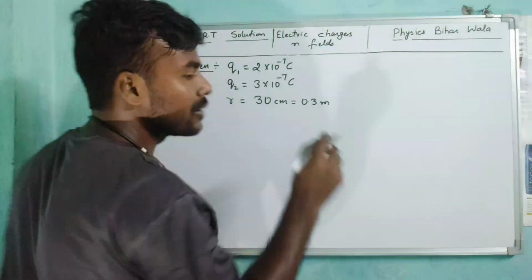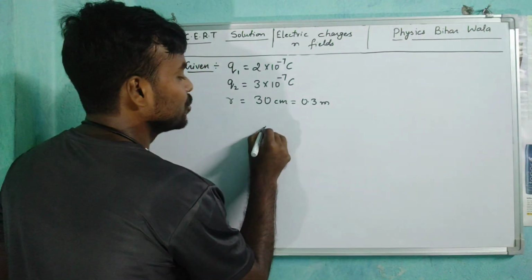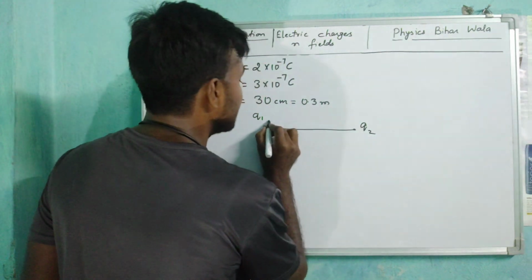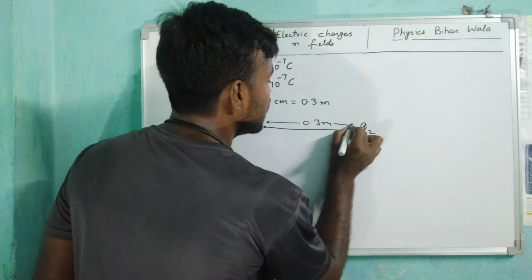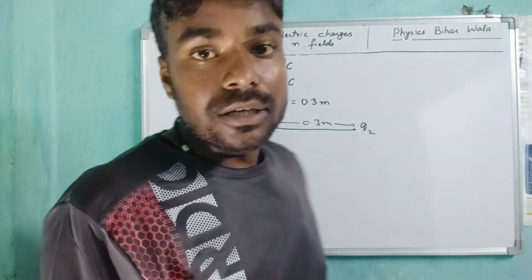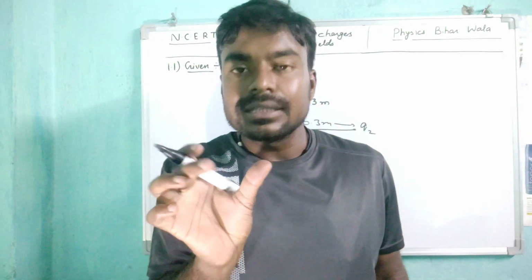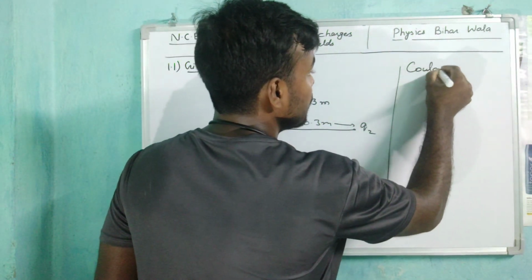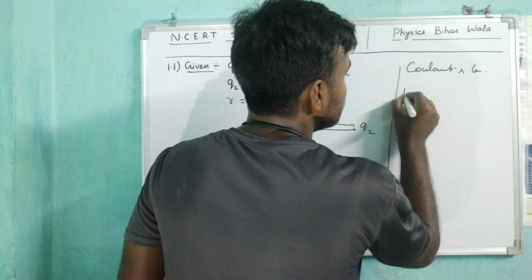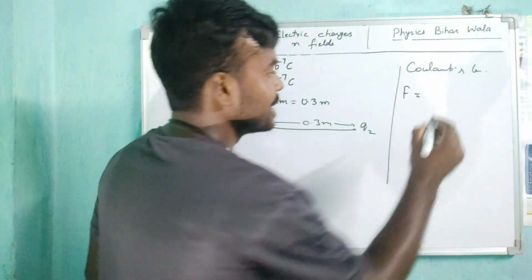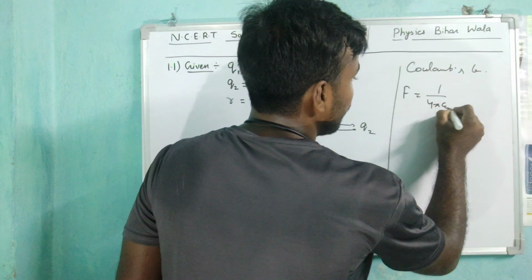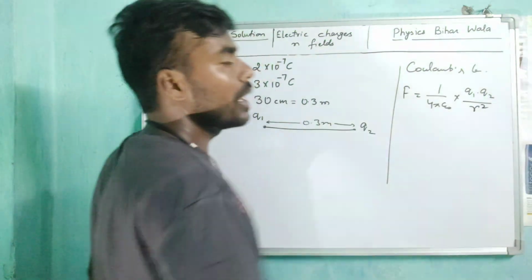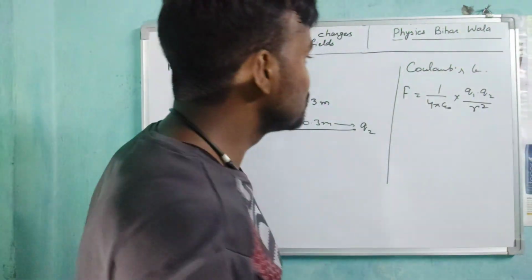First of all I would like to draw the actual diagram. Q1 is this, and these two charged particles are separated by a small distance, that is 0.3 meter. The actual question is how much force is exerted between them. We have already studied Coulomb's law. The force between two charged particles is 1 by 4 pi epsilon naught into Q1 into Q2 divided by the square of the separation between them. I think there is no problem at all.